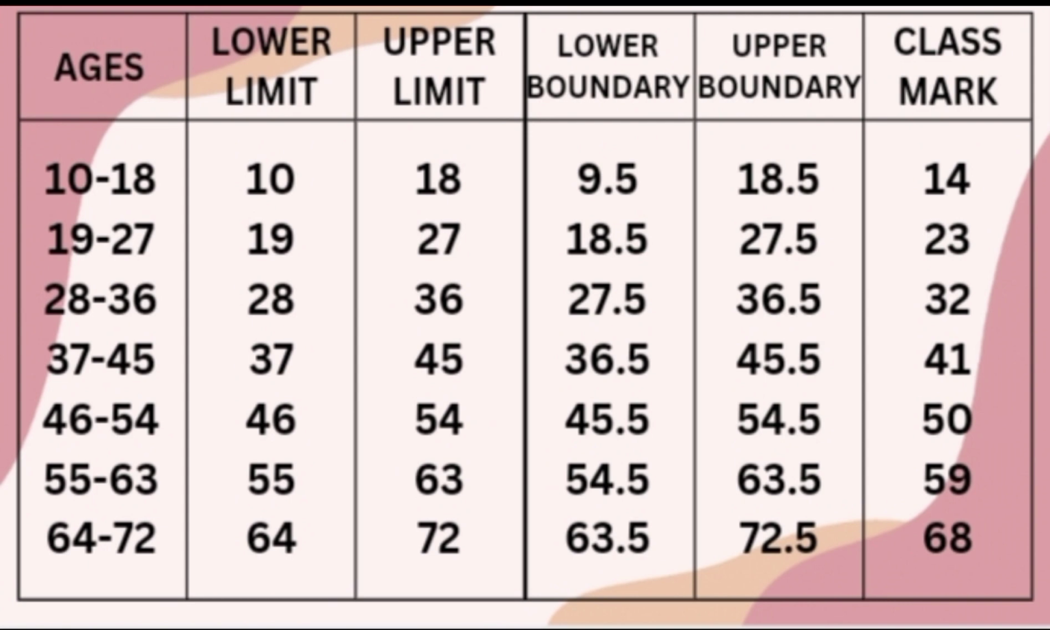Then next, to get lower boundary ay magma-minus ka lamang sa lower limit ng 0.5. Then to get upper boundary naman ay mag-a-add ka ng 0.5 sa upper limit. Then last, to get class mark, add lower limit and upper limit, then divided by 2. Then the answer is, ayun na ang class mark. Example is itong sa first row natin. 10 plus 18 equals 28. Then 28 divided by 2 is equal to 14. Then ulit-ulitin lang hanggang sa mabuo mo ang iyong class mark.